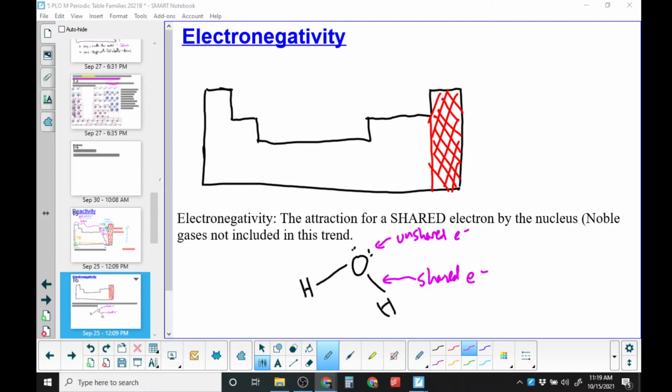I want you to figure out what the trend is. Where's the highest or lowest electronegativity? So there's a trend. Is it highest over here, over here, over here? Does it increase when you go across this way? Does it increase when you go that way? And how does it do it up and down? So knowing it's the attraction for a shared electron, shared means it's in a bond. No, it's not just atoms. It's now between. So this is a different trend.